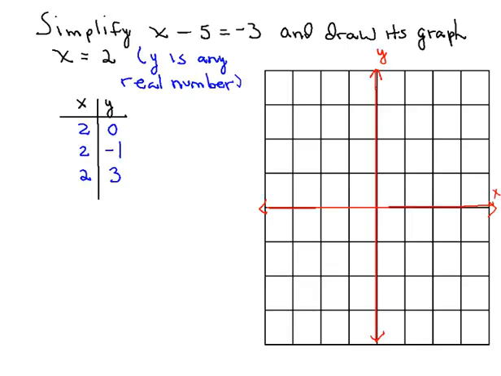So what we'll do is plot these points, and so we have then the point 2, 0, the point 2, negative 1, and the point then 2, 3. So what we'll do next is connect the dots. Then we have the graph of this particular equation. Now what you can see is that the graph is a vertical line.